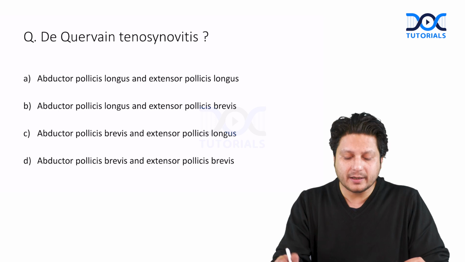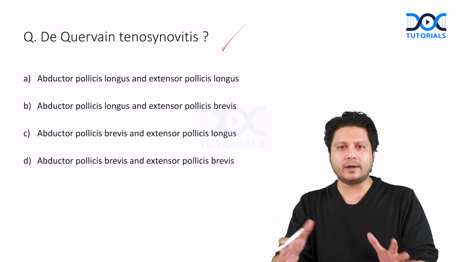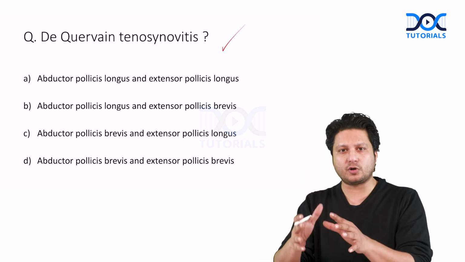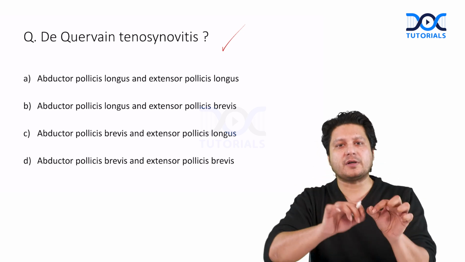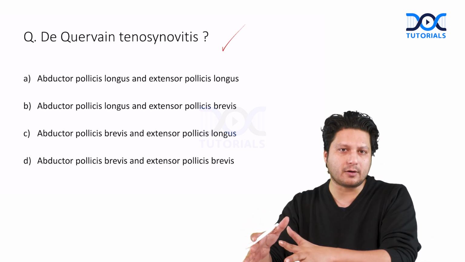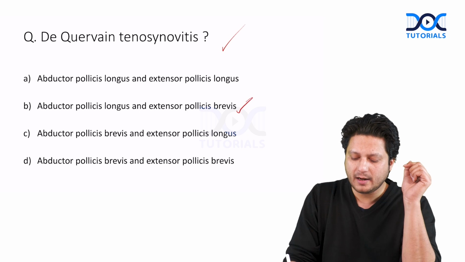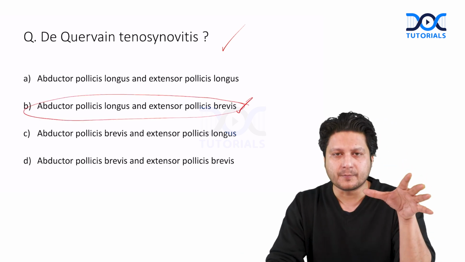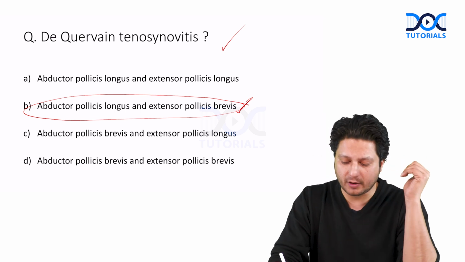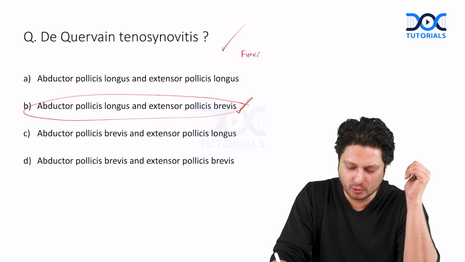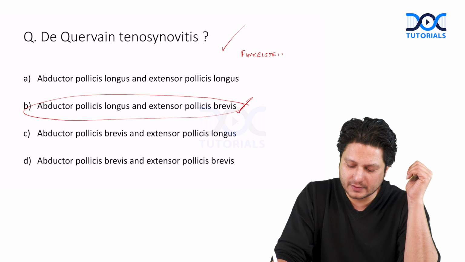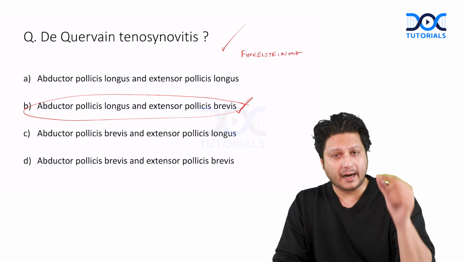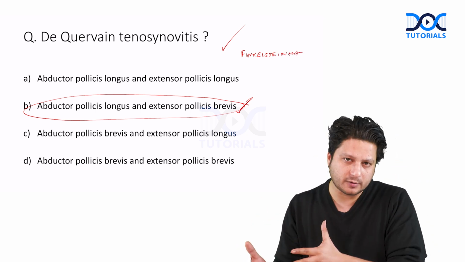Next question is de Quervain tenosynovitis. Now, it is a clinical condition where there is a compression of two tendons within the first compartment of the extensor retinaculum, and the names of the two tendons are abductor pollicis longus and extensor pollicis brevis. All right. The name of the test for diagnosing this condition, already you are aware of this, is the Finkelstein test. All right. And what are the clinical features for this particular condition?